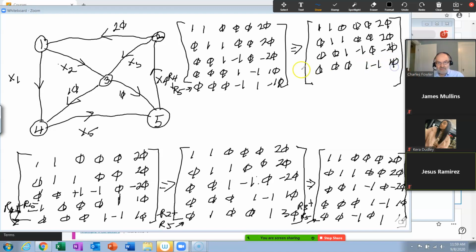And then what we get when we add row 4 to row 5, that would be a 0. That would be a 0. That would be a 0. 1 minus 1 is a 0.